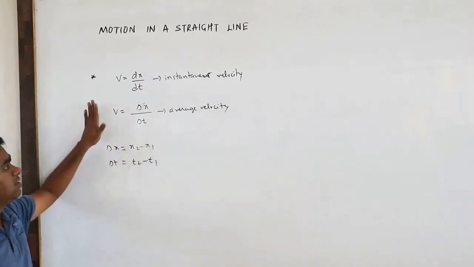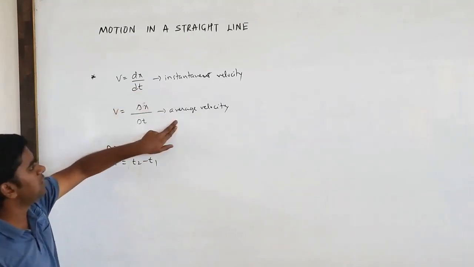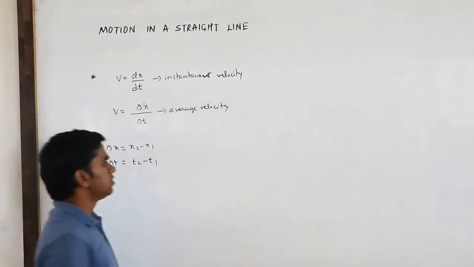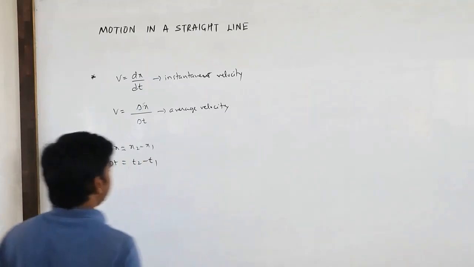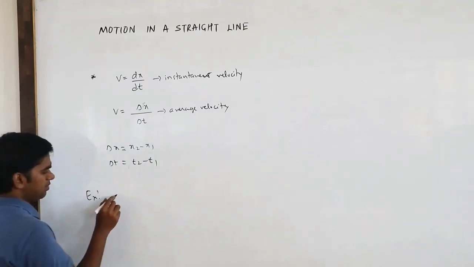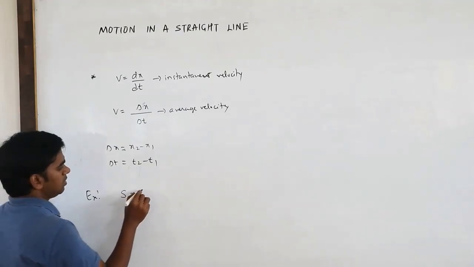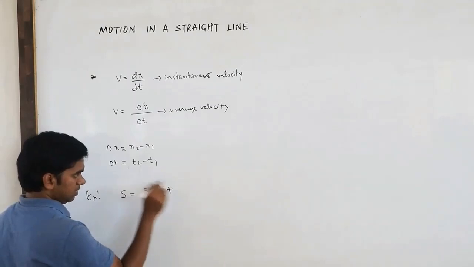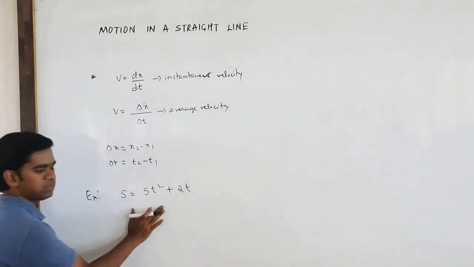So like this they can also ask the question to find the average velocity and the instantaneous velocity. I will take that kind of an example here. Let's say they are given s equals 5t square plus 2t.